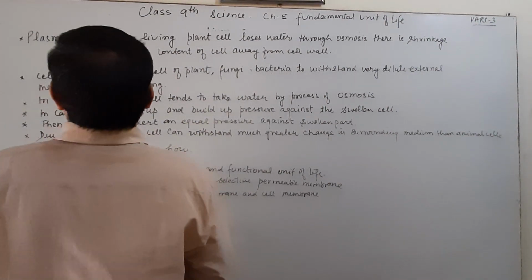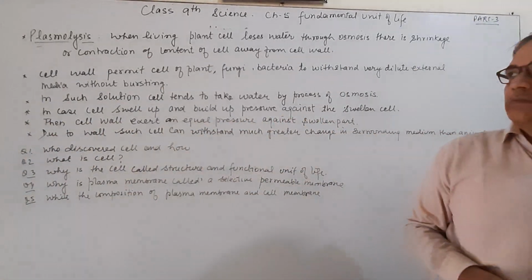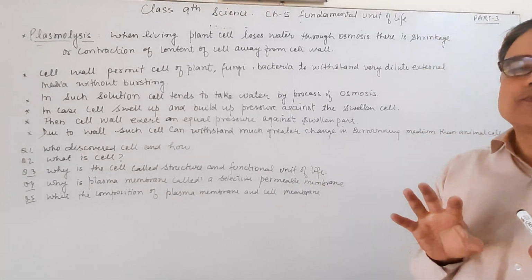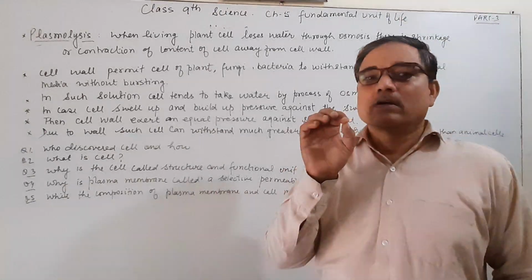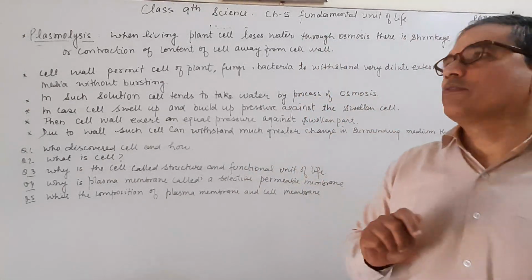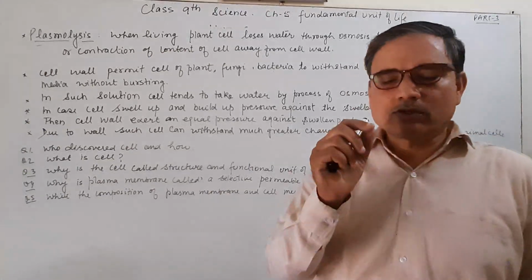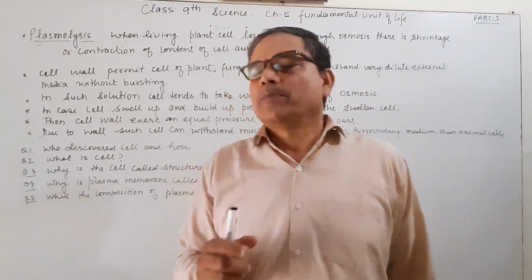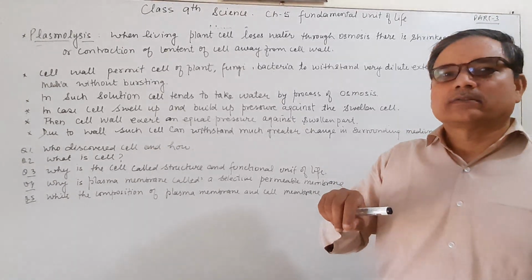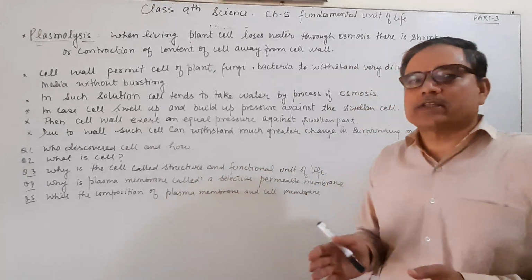And now, what is plasmolysis? When the living plant cell is put into a salt solution, a more concentrated solution, means the concentration of water is less than in the dilute solution, in which the amount of water is more.